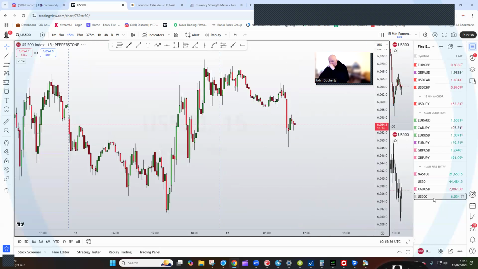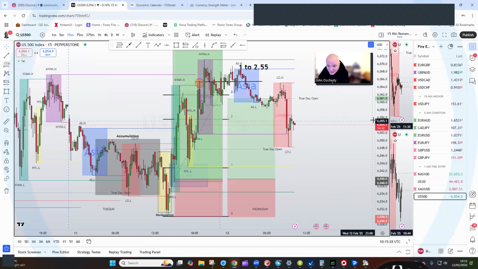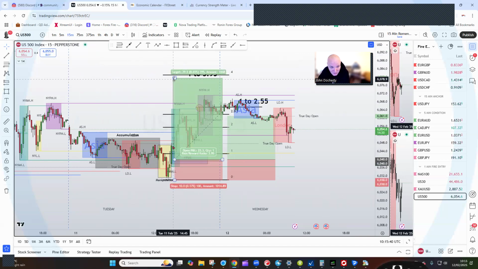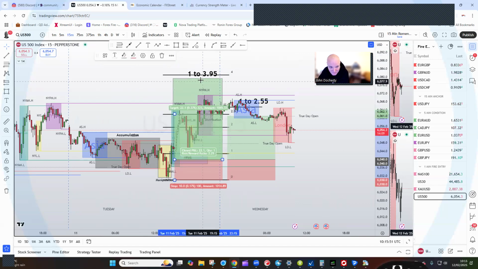We'll go to the US 500. Again, I marked this up yesterday as well. Accumulation, manipulation, because we broke out a structure. We have the deviation from the high down to the low. We could have looked to head towards a 1 to 3.95% move. It didn't do that. The deviation that it did do was a 1 to 2.5.